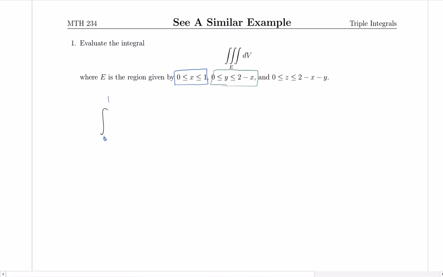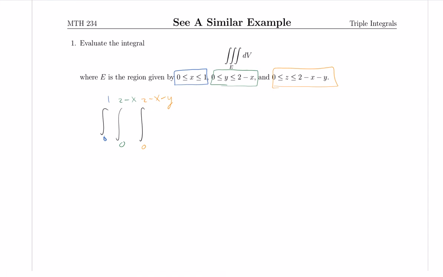And then they go in the order that they're written. So if you notice, each variable, the bounds are functions of all the variables that come after. So in this case, the bounds for y are functions of just x, not z. And the bounds for z are functions of both x and y. So again, just like for double integrals, the order is determined by how we write the inequalities.